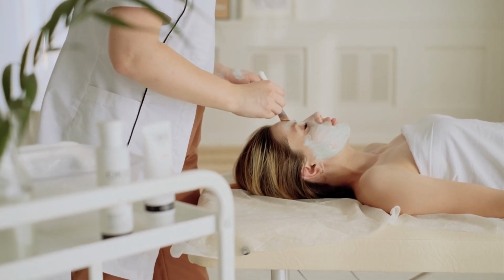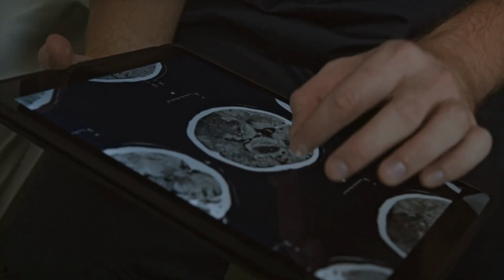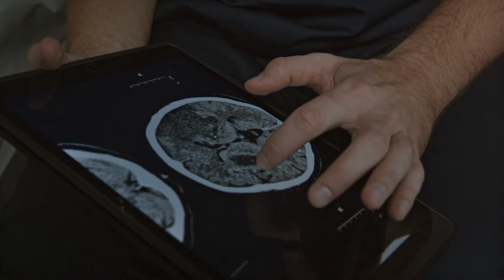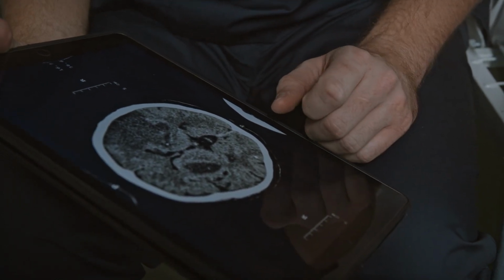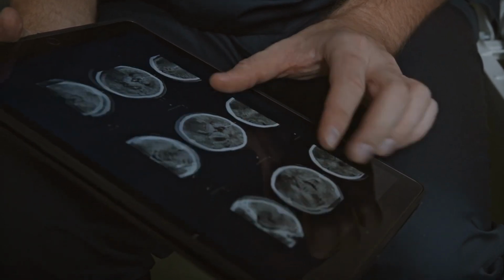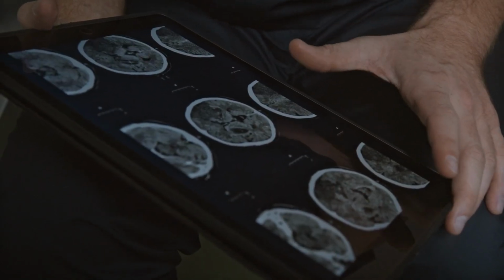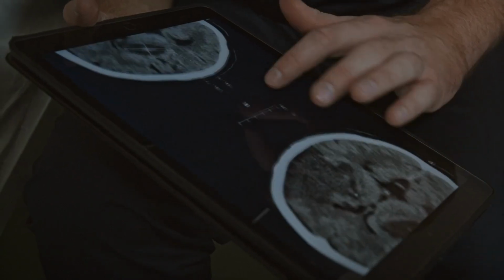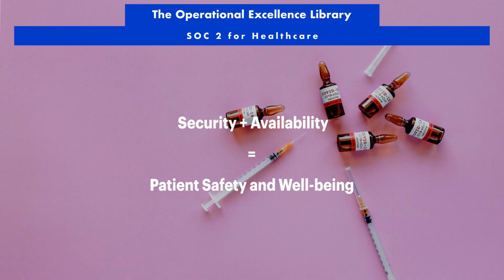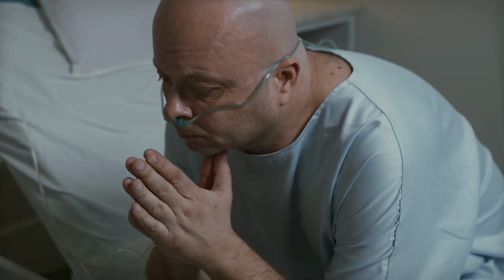The availability criterion focuses on ensuring that systems and data are accessible and usable when needed. In healthcare, availability is critical, as it directly impacts patient care. Unavailable systems can lead to delays in diagnosis, treatment, and care, ultimately compromising patient safety. To meet the availability criterion of SOC 2, healthcare organizations must implement a range of controls, including 1.